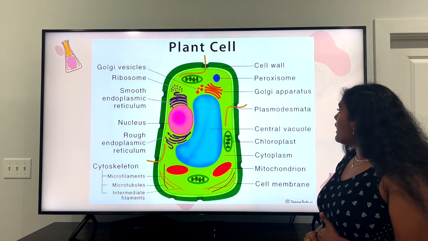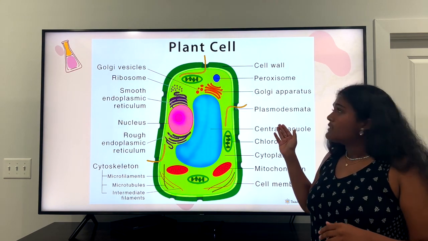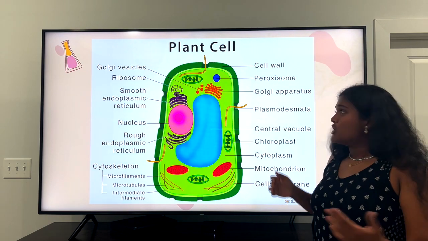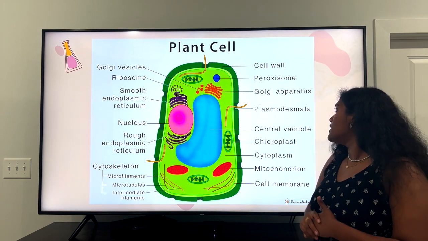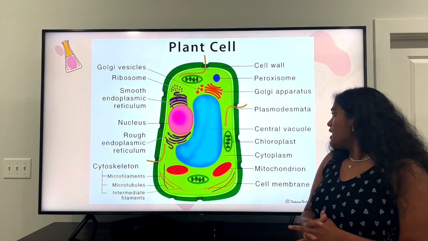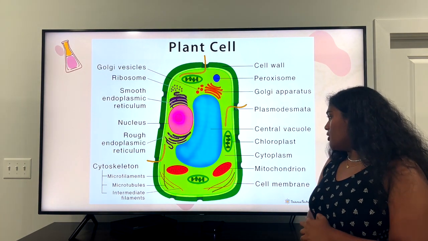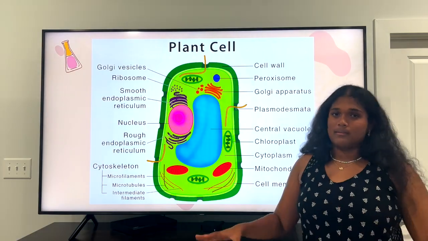And it also has Golgi apparatus for packaging, peroxisome, cell walls, as I mentioned, plasmodesmata, central vacuoles for storage, chloroplast for photosynthesis, of course, and then cytoplasm, which is present in all types of cells.